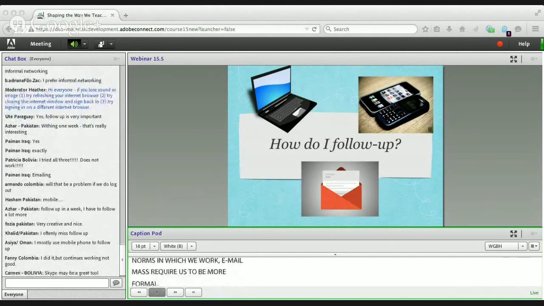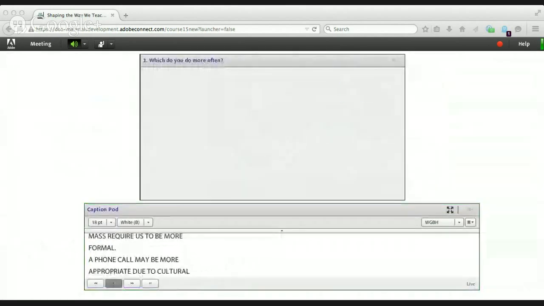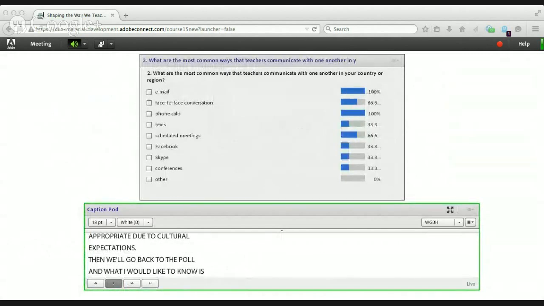So now we're going to go back to the poll. And what I would like to know is, what are the most common ways that teachers communicate with one another in your country? Is email really common? Face-to-face conversations, phone calls, text, scheduled meetings, Facebook, Skype, or conferences, or other. And it looks like the majority of you are using email, which I think, again, is very common, and maybe some face-to-face conversation. And this is definitely true if you are talking about your local network. Phone calls are there also. Great. Okay, so this is good. This is, I think, most of what I'm used to also. It's nice to see what other people do, but it looks like email is what we most use, and face-to-face and phone conversations are a close second and third. Okay, thank you.